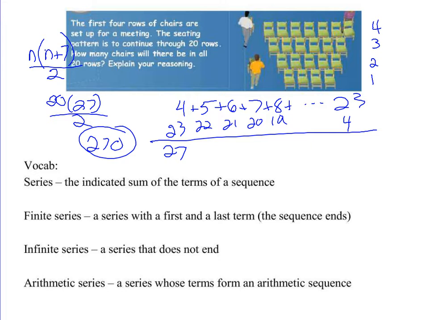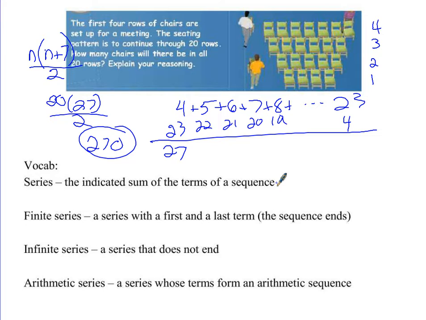Okay, so in this section and the next section also, we're working with series, the last two sections for the chapter. Series just means the sum of all of the terms in a sequence. If they tell you to add up all the numbers from 1 to whatever, that's a series. You're adding the numbers together. A sequence just has a bunch of numbers. The series adds those numbers.